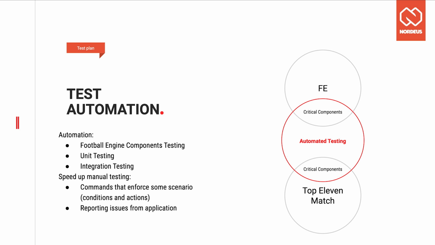Because we cannot look manually into an infinite number of different scenarios, we created commands to enforce some scenarios directly from our application, and we created a system for reporting issues from the application while we're testing it. After that, we can see those issues, collect the metrics, and testing can be continued. Besides this classic test automation, we have something that we need to look into while testing the game.